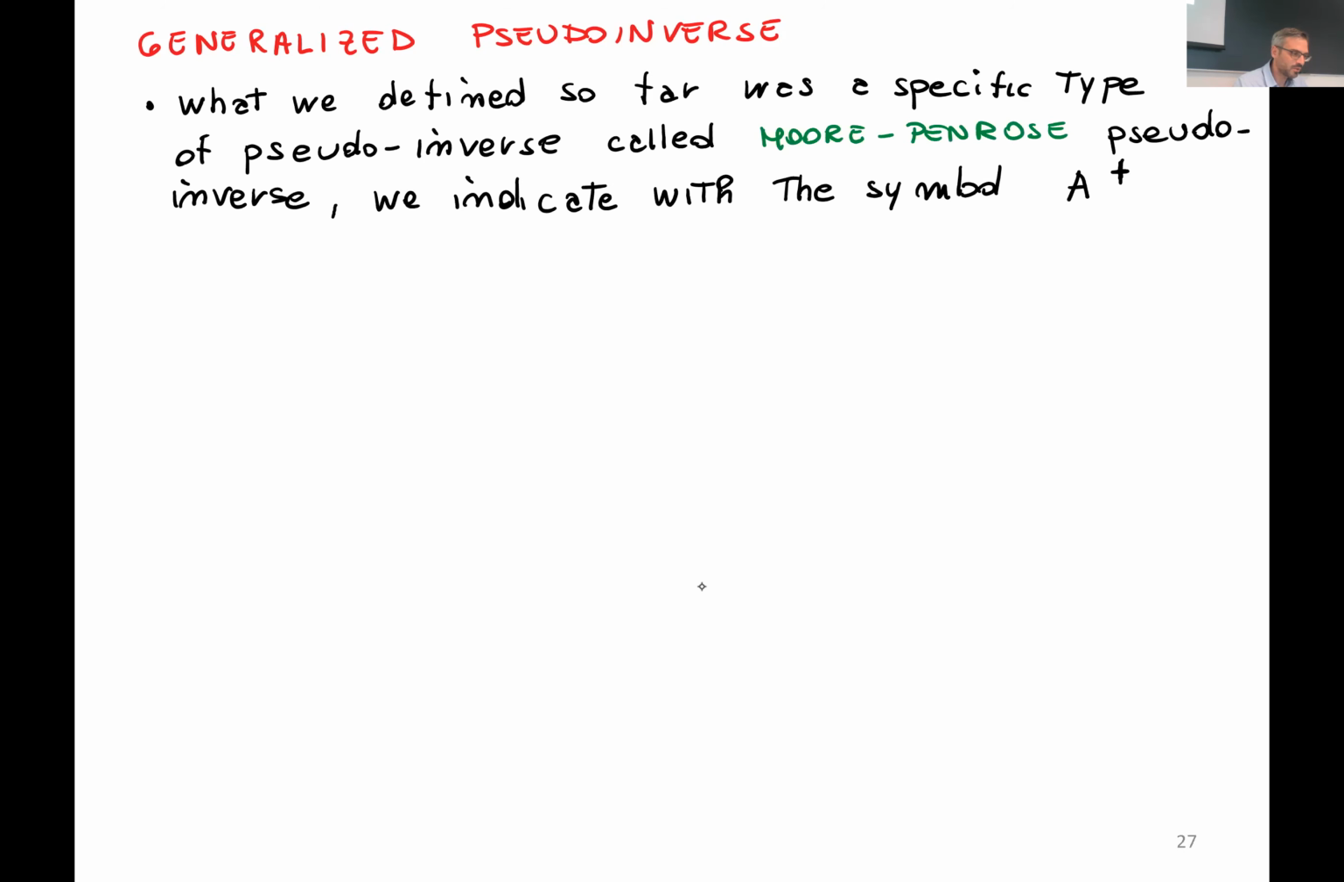Then we can also define a generalized pseudo-inverse. So far, what we called pseudo-inverse is in reality a specific type of pseudo-inverse, the Moore-Penrose pseudo-inverse. People usually indicate it with the symbol A cross. Imagine a long symbol like this. If you use LaTeX, it's called dagger.